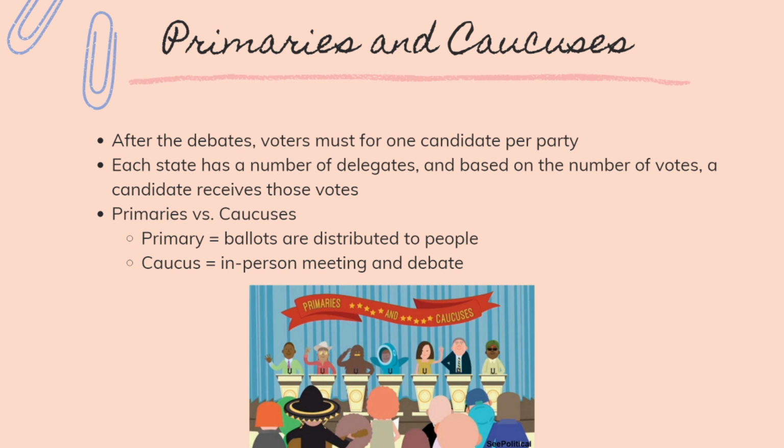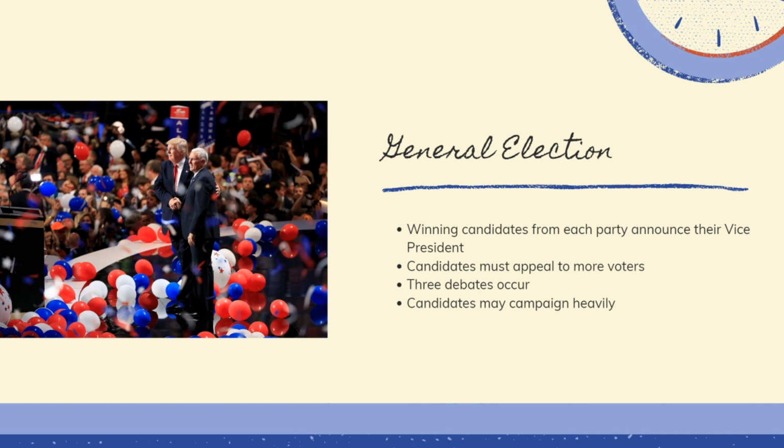So the next stage is the general election. This is when two candidates have emerged from each political party. So one from the Democratic Party and one from the Republican Party. This stage is important because now each candidate must appeal to more voters. During the primary and caucus stage, candidates only had to appeal to their own political party, and that worked for them because they were running as either the Democratic or the Republican candidate. However, at this stage, they're running as the President of the United States as a whole.